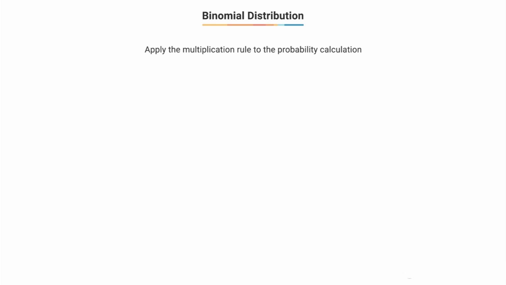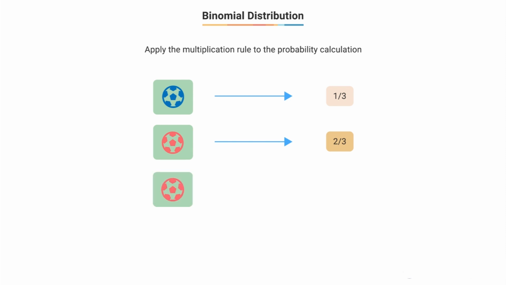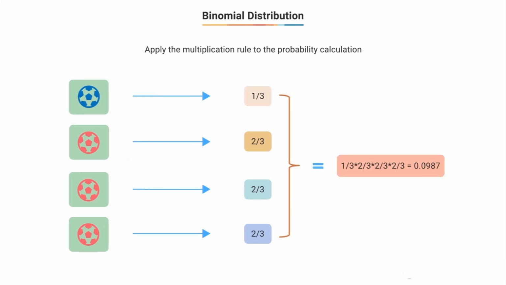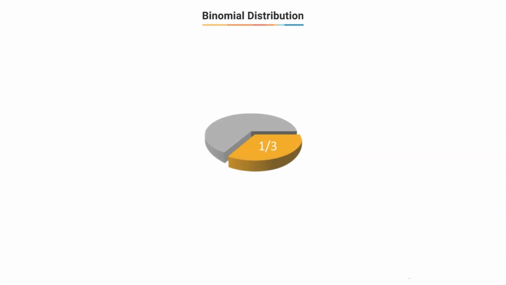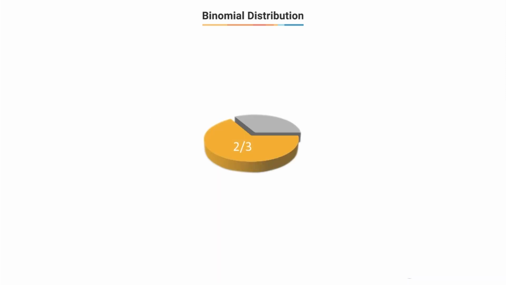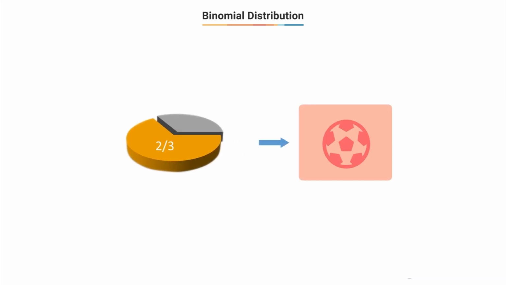Once again, applying the multiplication rule to calculate the probability, we would get the probability of drawing a blue ball, which would be 1 by 3, times the probability of drawing a red ball, which would be 2 by 3, times the probability of drawing a red ball, which would be again 2 by 3, times the probability of drawing a red ball. And this would be equal to 1 by 3 into 2 by 3 into 2 by 3 into 2 by 3 equal to 0.0987. Remember that 1 by 3rd is the probability of getting a blue ball in one trial and 2 by 3 is the probability of getting a red ball in one trial.